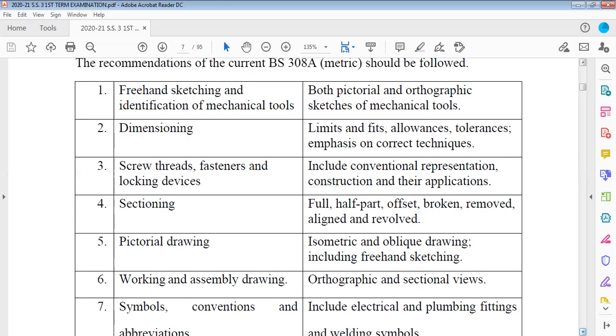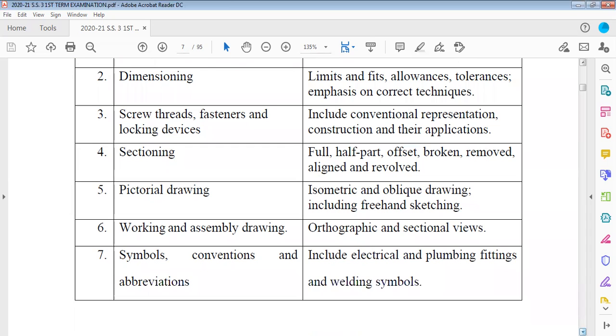Then sectioning. So what do we mean by sectioning? Types of sectioning: full section, half section, offset, broken, removed, aligned, and revolved. You must be able to know that. And parts not to section, you need to know that. You'll be taught by your teachers, and I will still work on those things too.